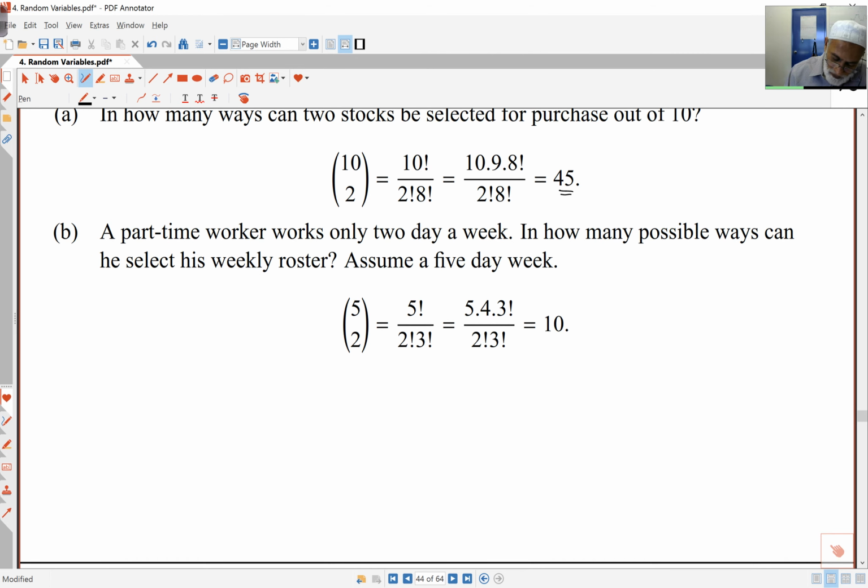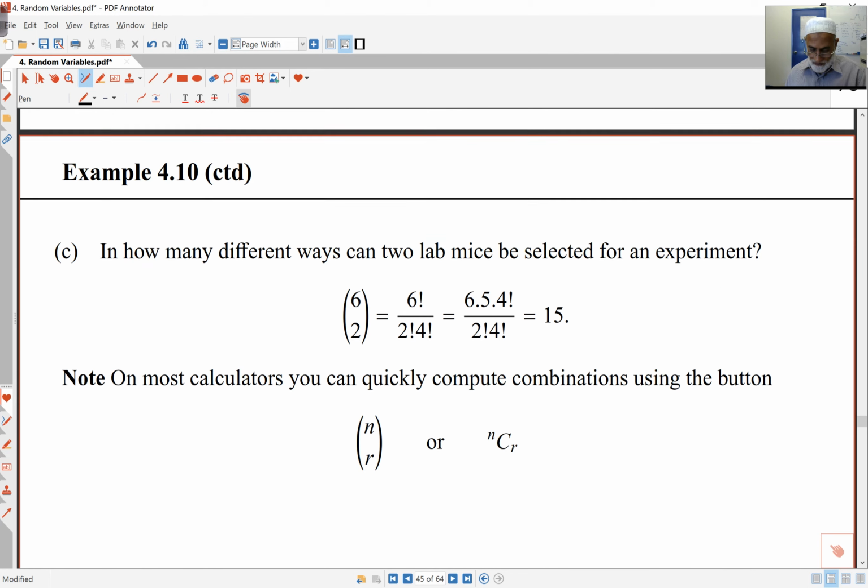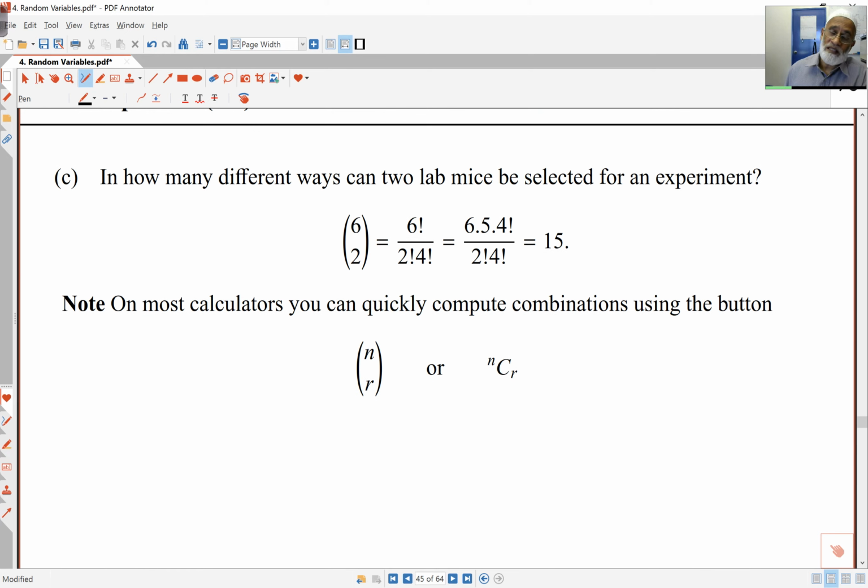If I've got a part-time worker who can only work 2 days a week, in how many possible ways can he select a weekly roster, a 5-day weekly roster? There's 5 choose 2, and there's the top factorial, the bottom, and then the difference. That comes to 10 possible ways he can choose his roster in the 5-day week. How many ways can I select 2 lab mice for an experiment out of 6? Same thing, 15.